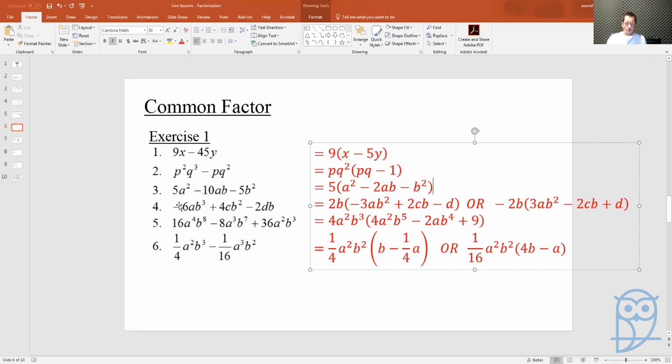If we have a look at number 4, we have minus 6ab cubed plus 4cb squared minus 2db. So this, you have 2 options. And you might then ask, well, how do I know which option I'm meant to be choosing? And the answer to that is it really depends on what you need to be in the brackets. Because when you start canceling later on, you might find that the signs inside the bracket are the wrong way around. And if you need that, then you're going to have to take out a minus instead of a plus.